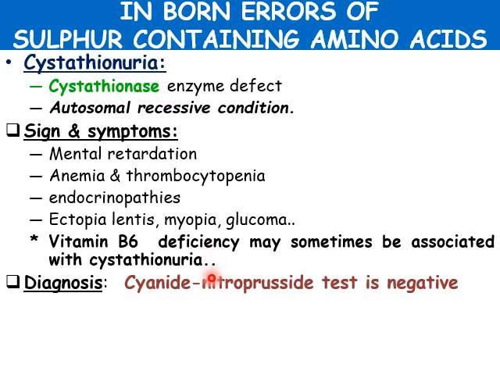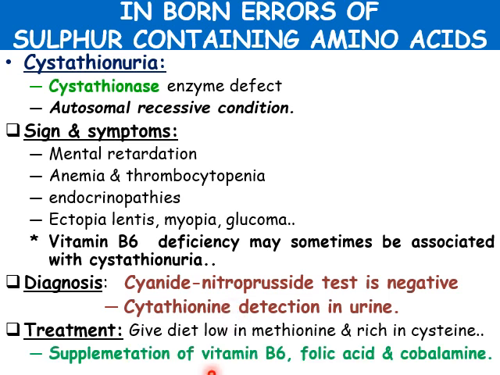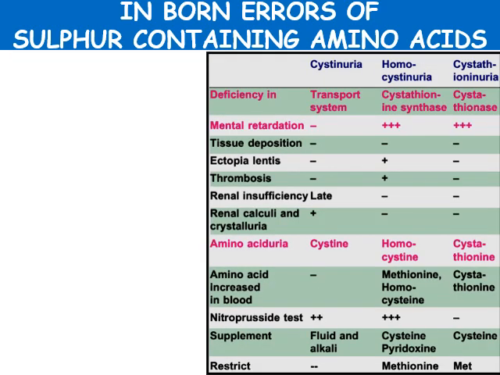In diagnosis, the cyanide nitroprusside test is negative, but cystathionine can be detected in the urine. Treatment is again the same: a diet with low methionine and high cysteine. Supplementation of B6, folic acid, and B12, that is cobalamin, is essential for the treatment. So this is the summarization of inborn errors of aerobic sulfur containing amino acid metabolism: cystinuria, homocystinuria, and cystathioninuria.